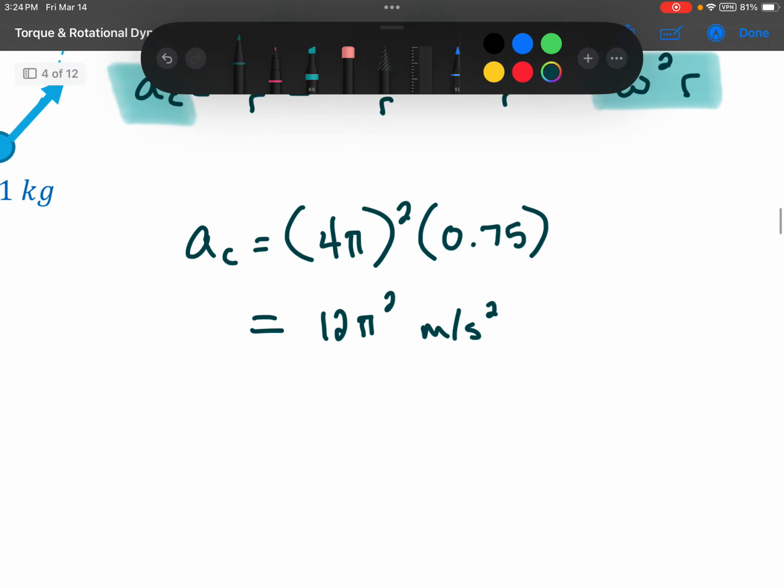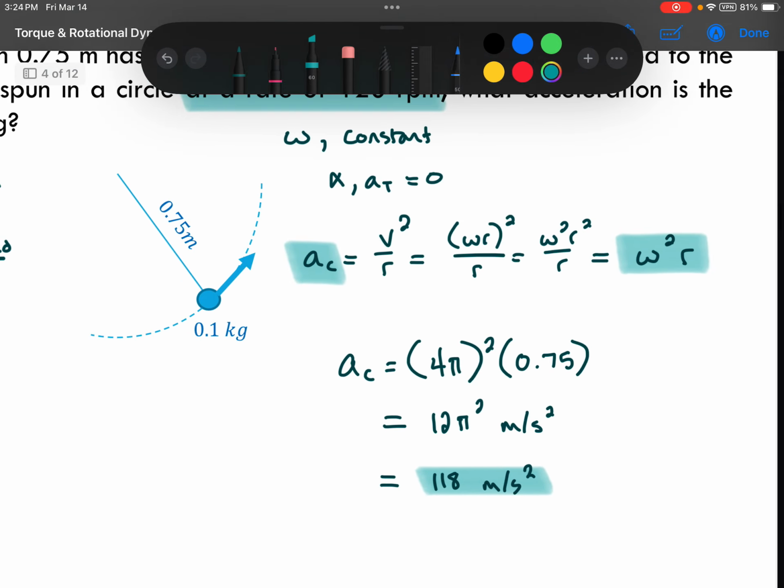And then we can multiply in that pi squared as well. It's about 118 meters per second squared. And again, that's the acceleration toward the center of the circle. It's not saying that it's speeding up or slowing down, just that it's changing direction.